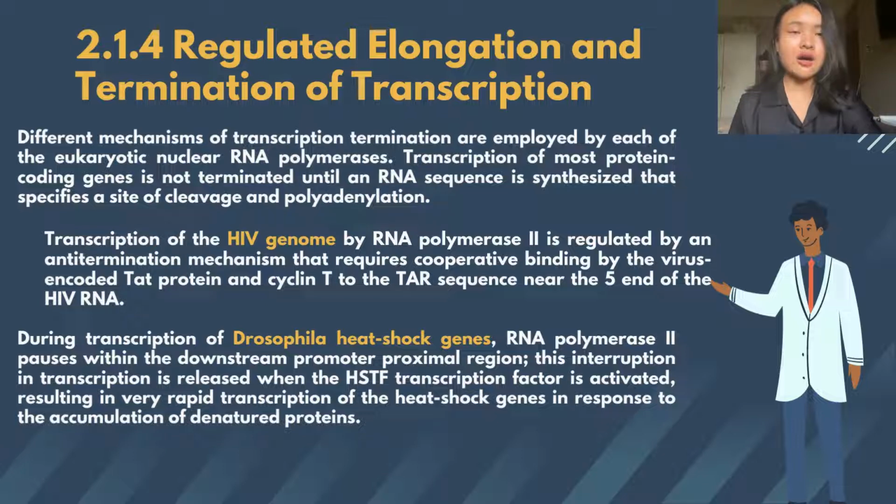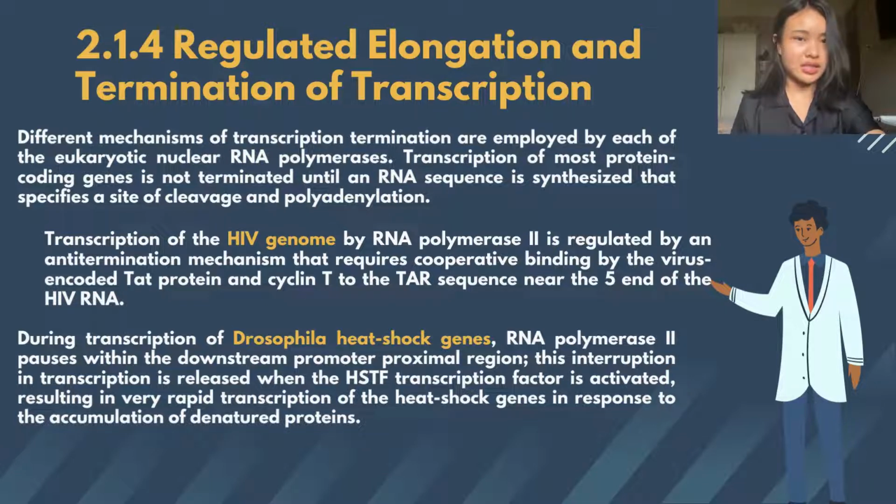Different mechanisms of transcription termination are employed by each of the eukaryotic nuclear RNA polymerases. Transcription of most protein-coding genes is not terminated until an RNA sequence is synthesized that specifies a site of cleavage and polyadenylation.